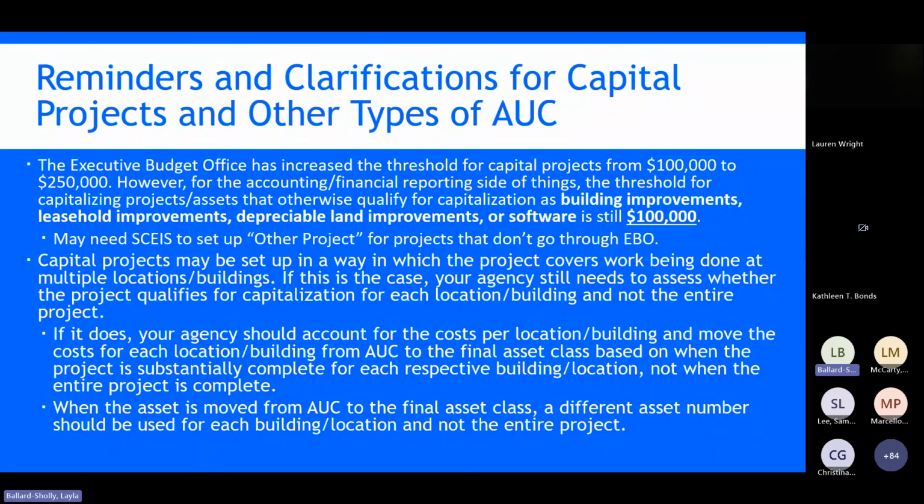And again, to add on to that, each of those separate assets or building locations, whatever, you would have a different asset number for each building location in SKIS. And that's the final asset class. I think you can just use one AUC asset for the entire project. Keys could tell you that for sure. But even if you're doing that, you're going to have a way of tracking the costs separately. So you may still want to create multiple or just have some kind of internal method for tracking the different assets.